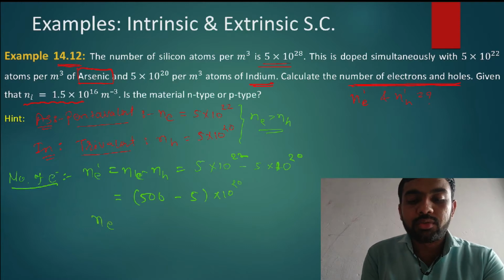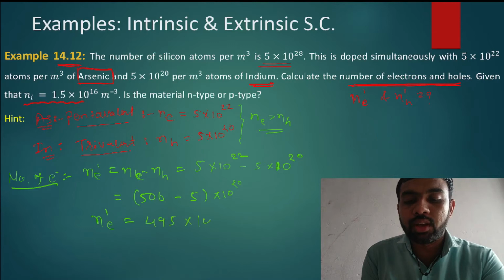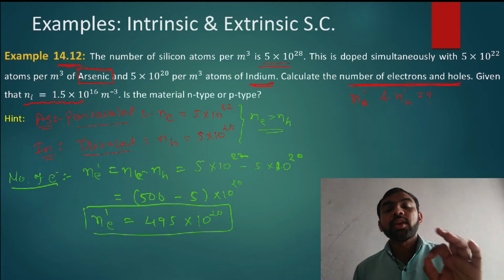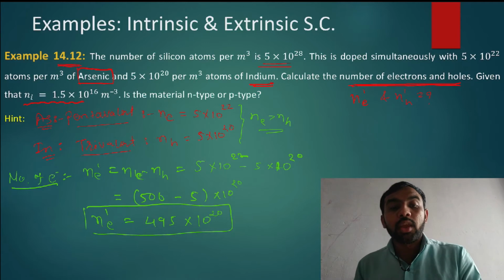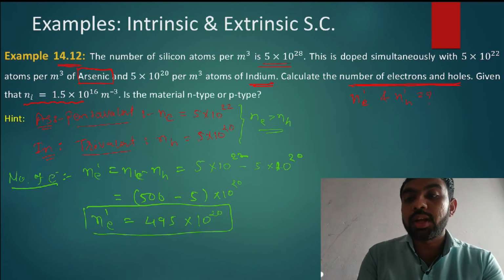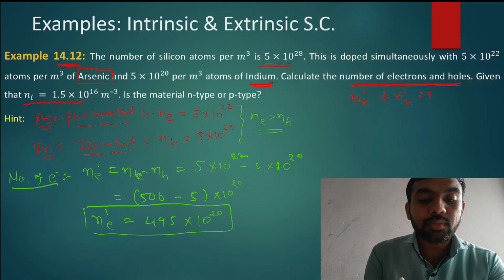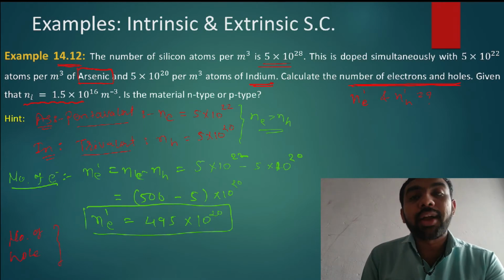So what is the number of electrons? The number of electrons is equal to 495 into 10 raised to 20. This is the final number of electrons in the extrinsic semiconductor. Okay, now what is the number of holes? Use the basic formula; the number of holes is found by this relation.